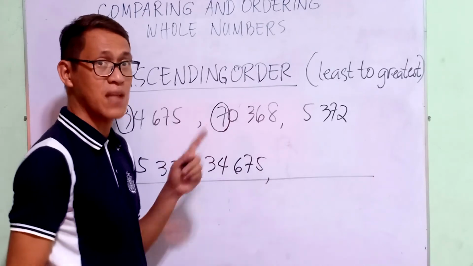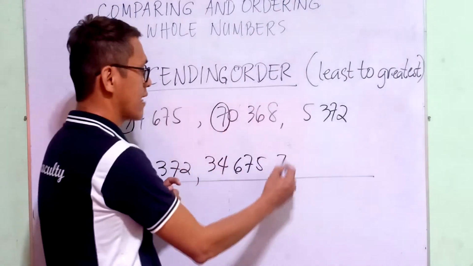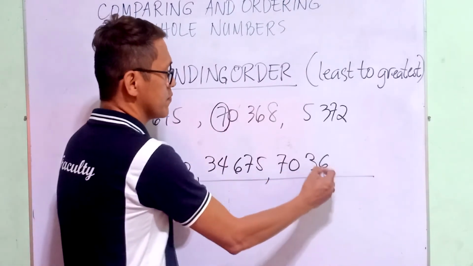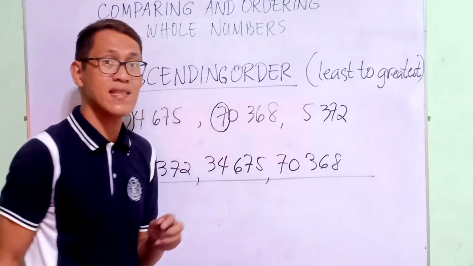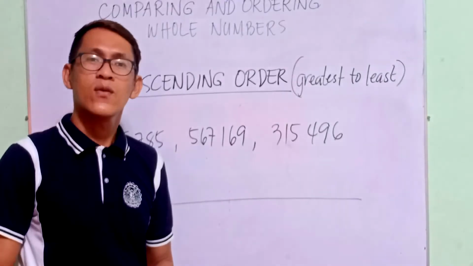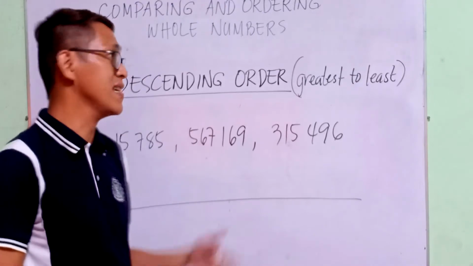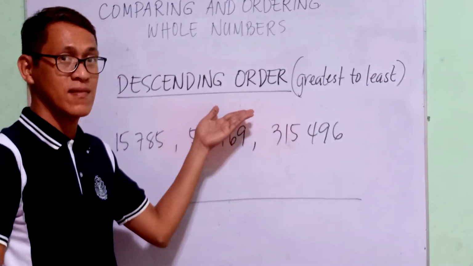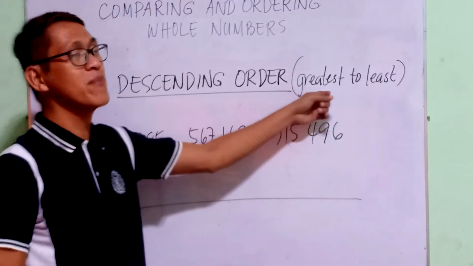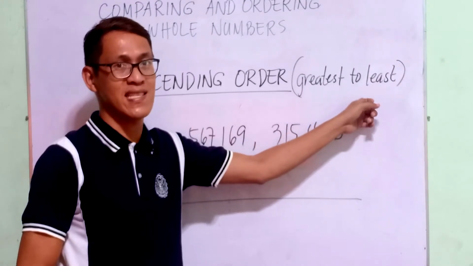So the greatest number here is, correct, 70,368. We can also arrange the numbers in descending order. That is, you start from greatest to least.